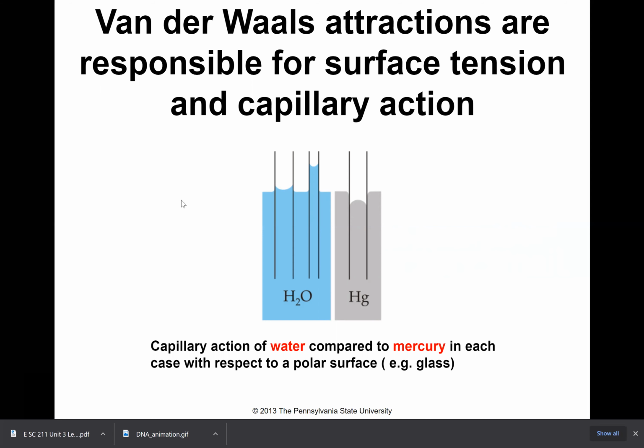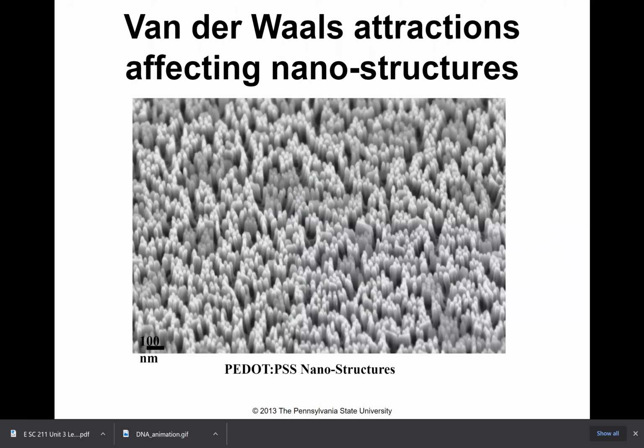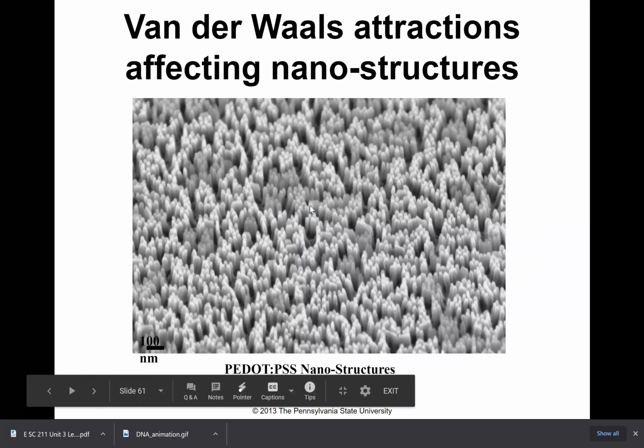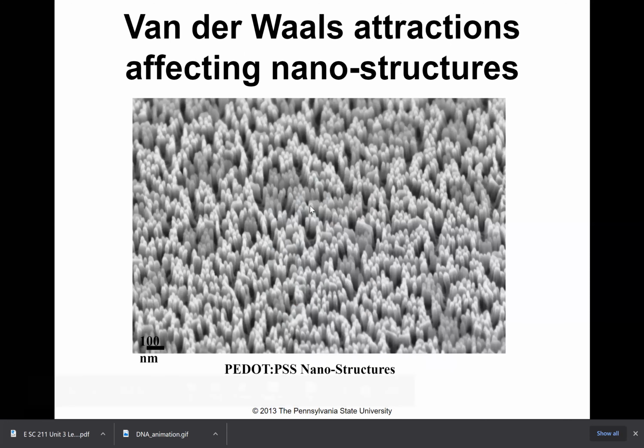Why is this important for nanotechnology? There are a lot of nanoscale devices and processes that use this capillary action and surface tension. Well, I think more capillary action as part of their function. So it's kind of important. They're using van der Waals attractions affecting nanostructures. I think building this nanostructure, they're using the capillary attraction. So super important, especially at the nanoscale. And I think that ends the bonding portion of this slide deck.